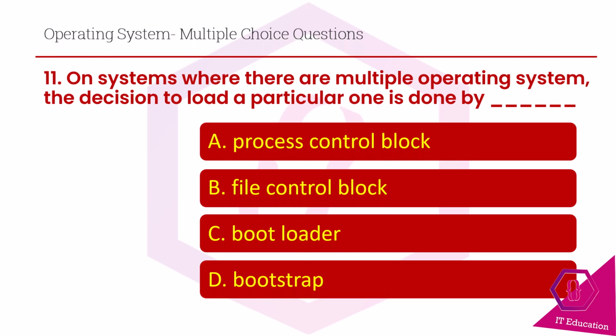On systems where there are multiple operating systems, the decision to load a particular one is done by option A, process control block, option B, file control block, option C, bootloader, option D, boot restart. We can see here there are multiple operating systems in a particular machine and the decision to load a particular one is done by option C, bootloader.